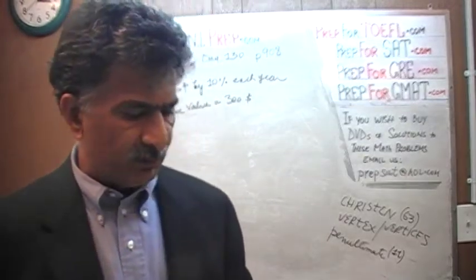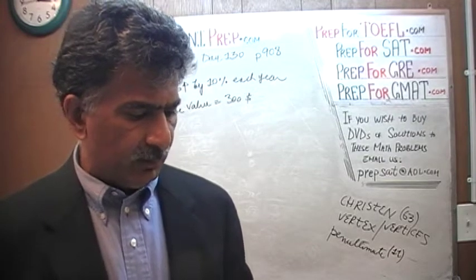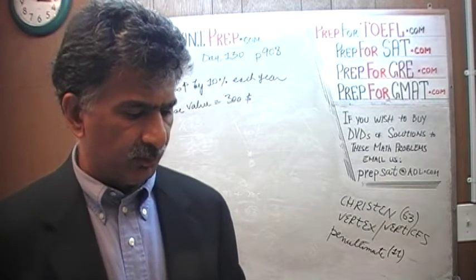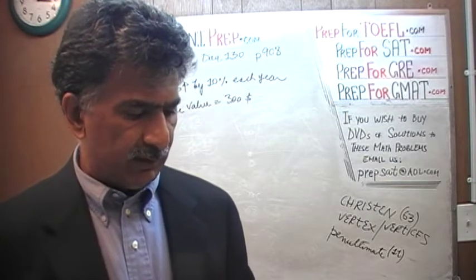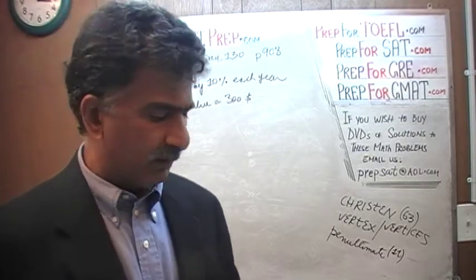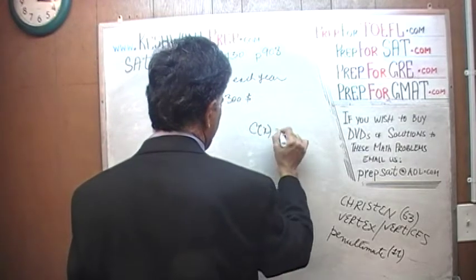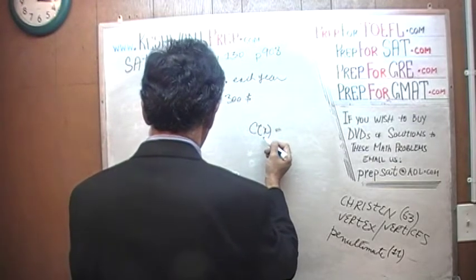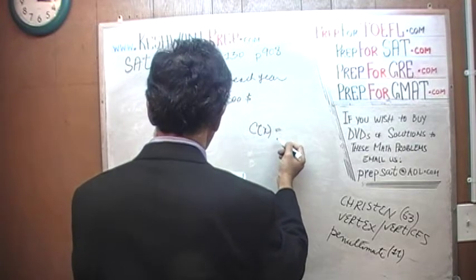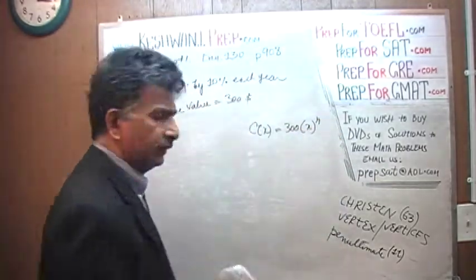The question is, if C is the cost of the maintenance on Andrew's car n years from now, given by this function that they give you, what's the value of x? Let's find out. The function that they give us is this. Cost is a function of n, and it's 300 times x raised to n, where x is what they're looking for. Let's find out, shall we?